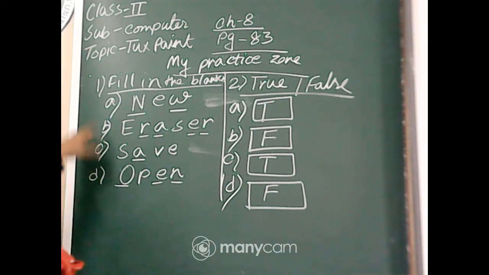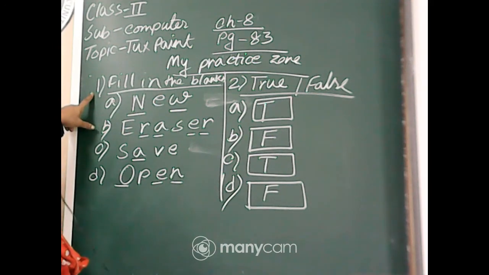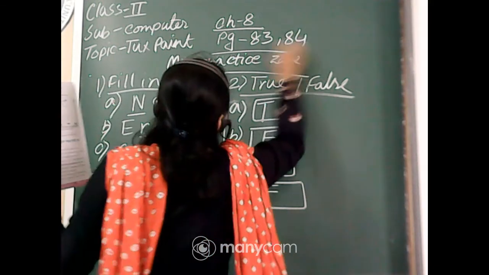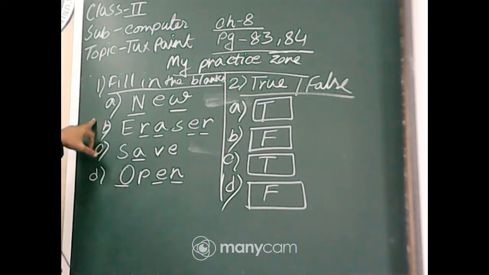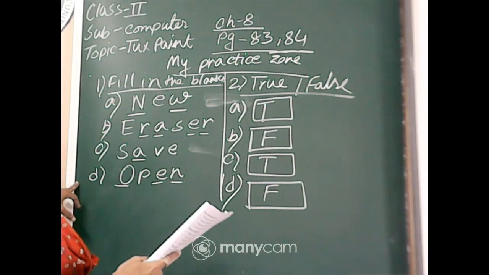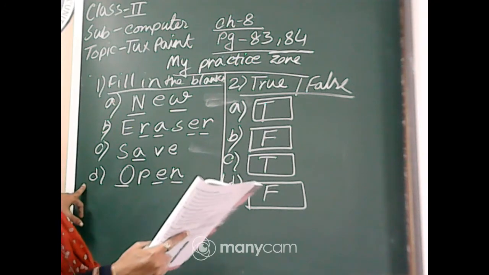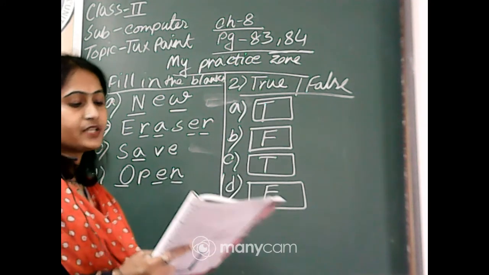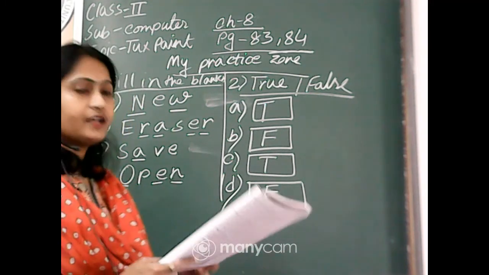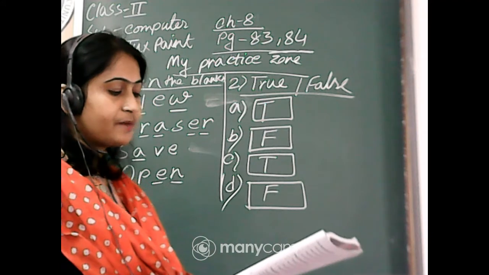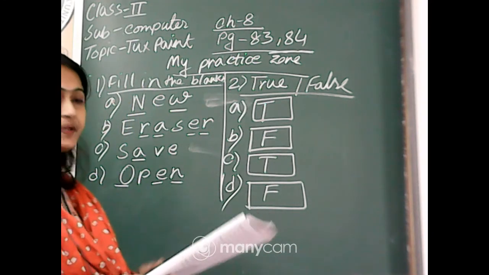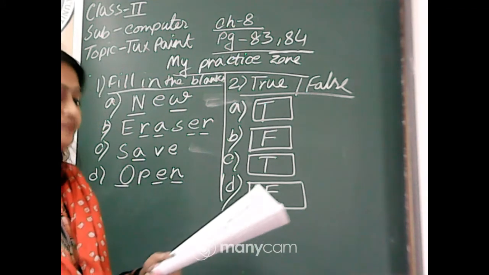Now please check your answers. Fill in the blanks. Number 1A, new. Number B, eraser. Number C, save. Number D, open. You can open a new drawing using the new tool. Number B, the eraser tool is used to erase any part of the drawing. Number C, we can save our drawing by using the save tool. And number D, the open tool is used to open an already created drawing.